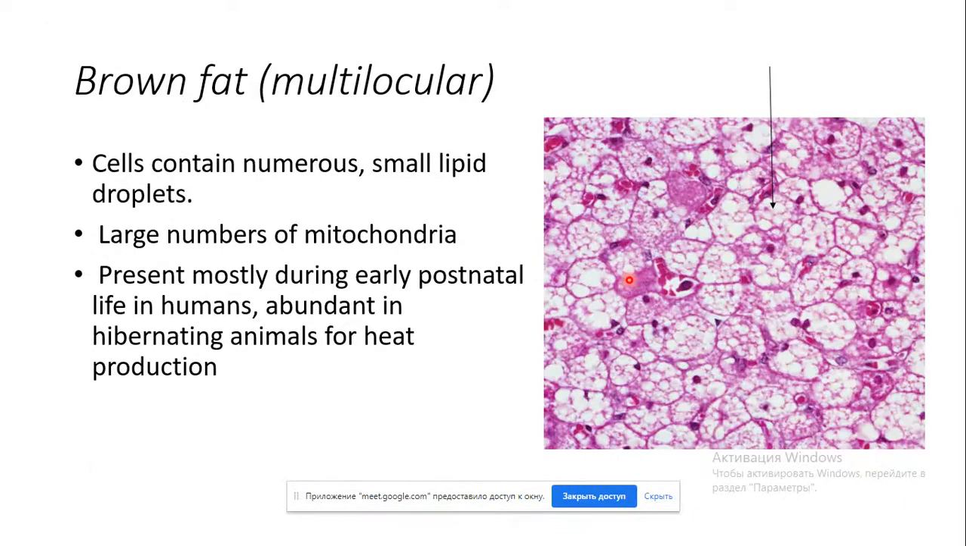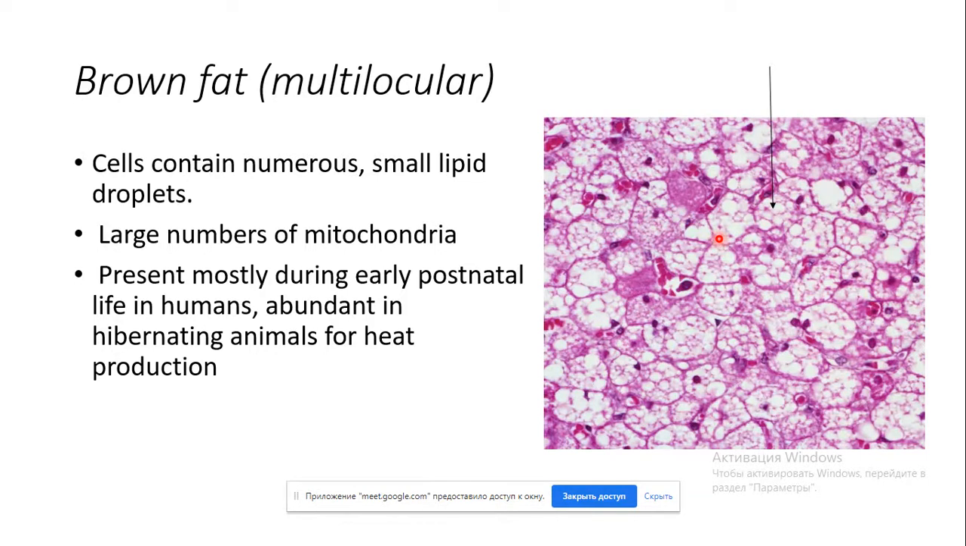Then we have brown fat. Unlike yellow fat, these cells contain not one droplet, but very dispersed droplets of fat. They are much smaller. This brown fat is present only in toddlers, in newborns and toddlers. They are present in the cheek region, somewhere under the skin, but not everywhere.